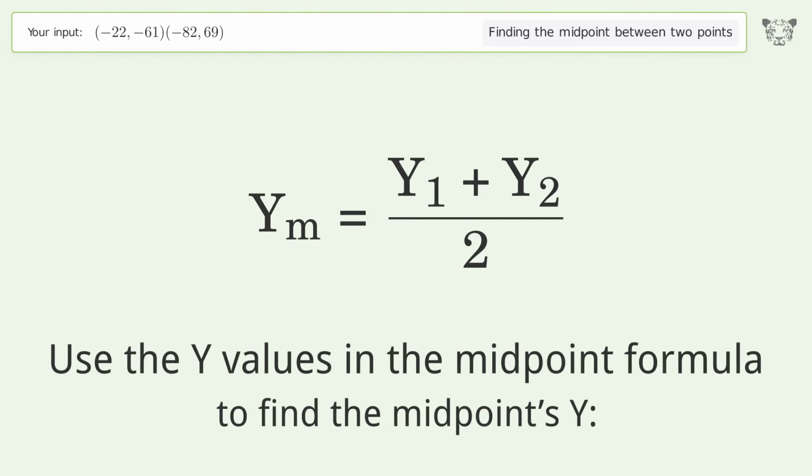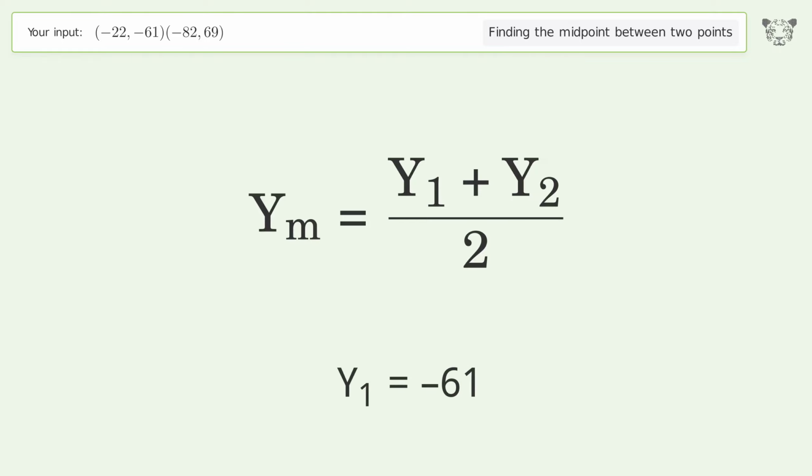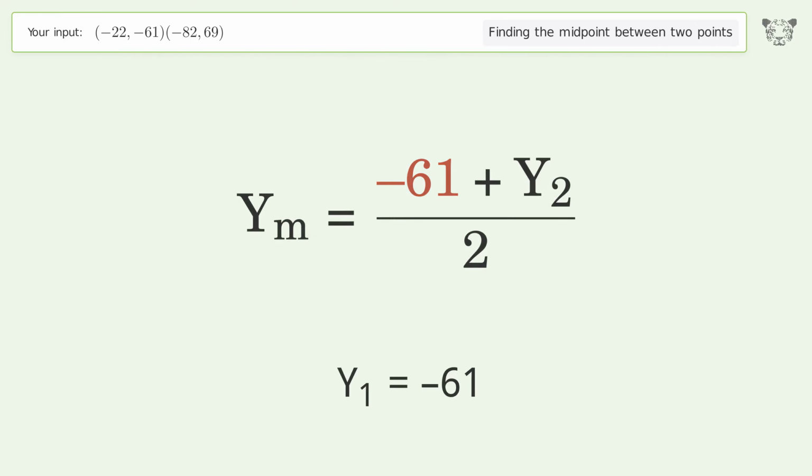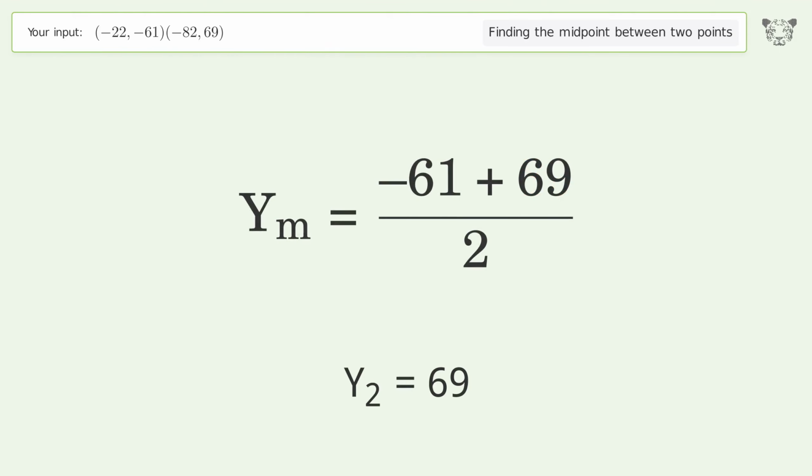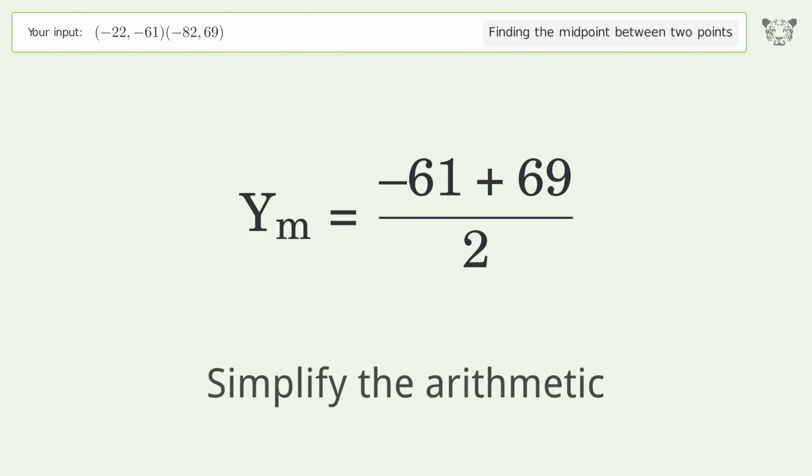Use the y values in the midpoint formula to find the midpoint's y. y1 equals -61. y2 equals 69. Simplify the arithmetic.